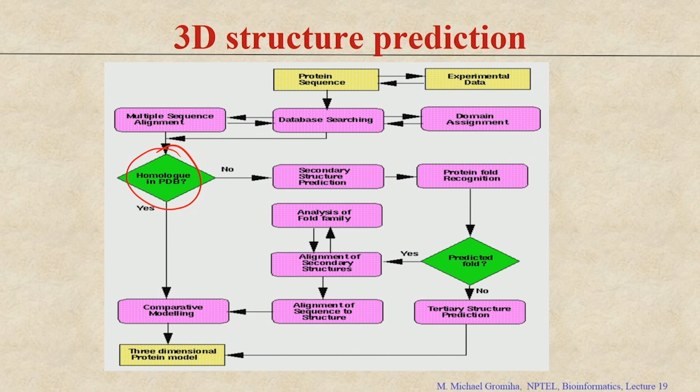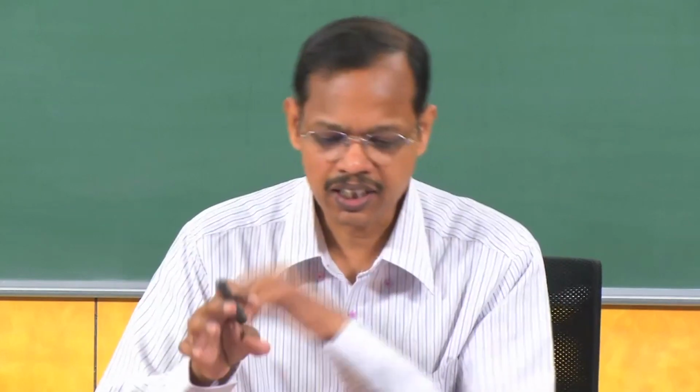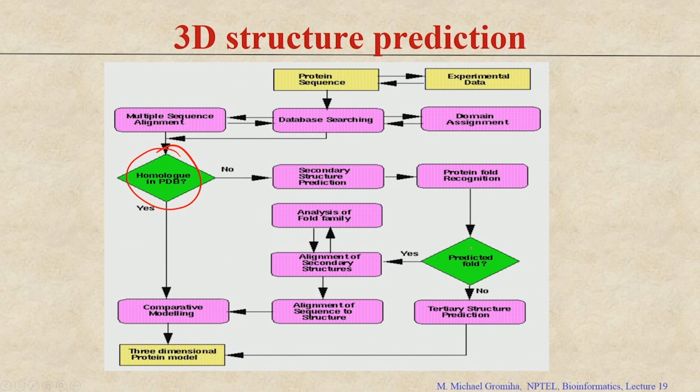Which type of identity is good enough for homology modeling, I will explain very soon. So, if you find significant homology, then you can go with comparative modeling or homology modeling. If there is no homologous structure in the PDB, then we go to the next step. You can try secondary structure prediction. Based on the secondary structures, you can try to predict which type of fold it can make. If we can predict a specific fold, then we can align with these structures, and based on that information you can go with homology modeling at the particular alignment positions.